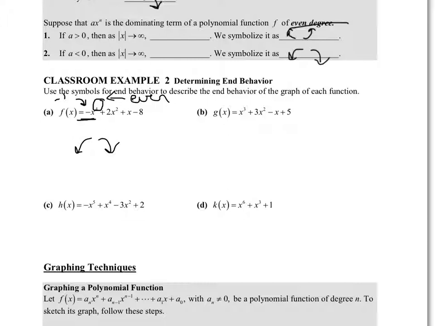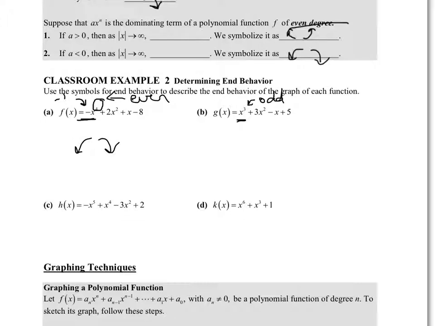Look at b. Again, it's in descending order. I look at the first term, and it's x to the third. Now, the exponent is 3. That's the part that tells me whether it's even or odd. Well, that's got to be odd, because 3 is an odd number. I look at the coefficient, and it's a positive 1.